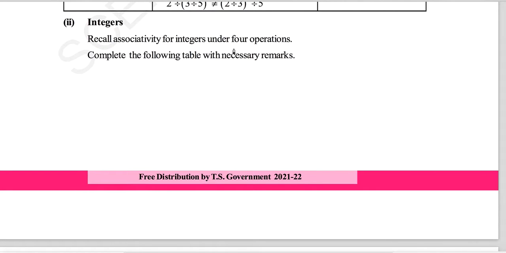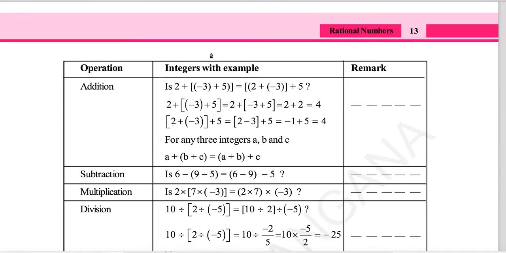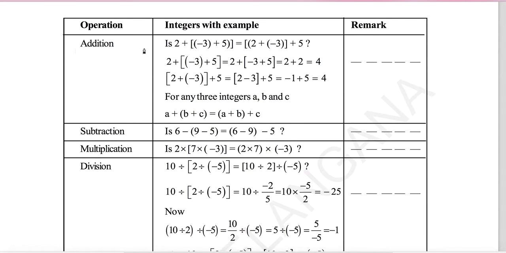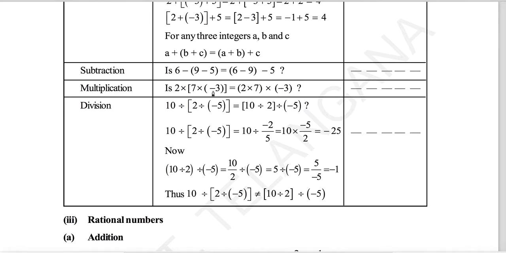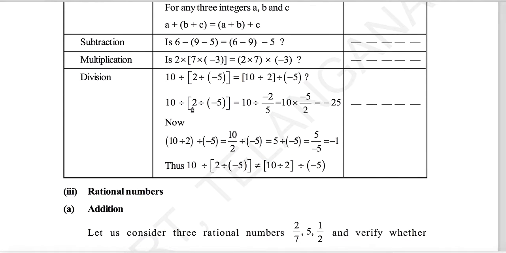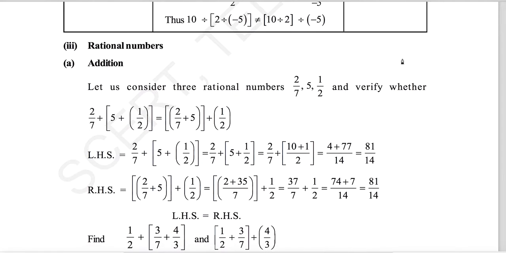Integers. Recall the associative property of integers under four operations. Complete the following table with necessary remarks. Operation addition, integers, with example. For three integers a, b, and c, (a plus b) plus c equal to a plus (b plus c). Subtraction, this is not correct, so not associative. Multiplication, you will get the same result. Division, you won't get the same result, so it is not associative.